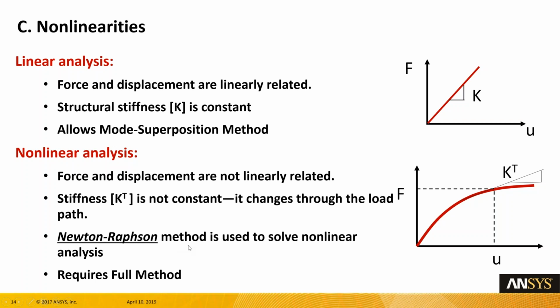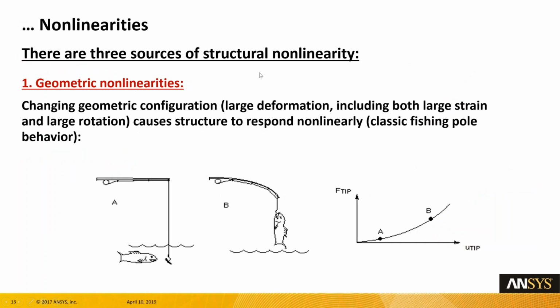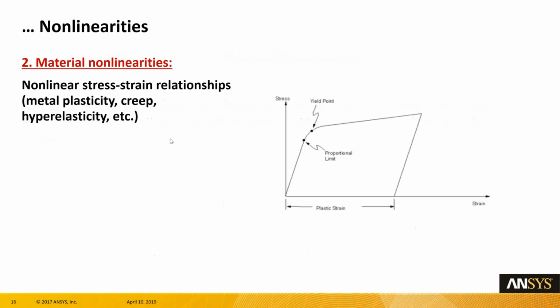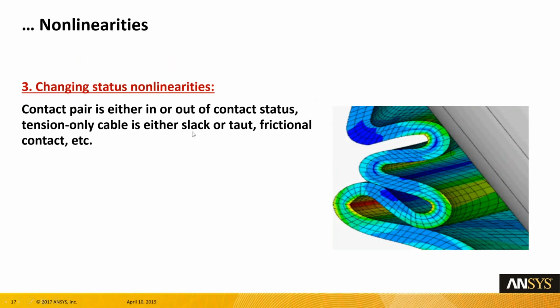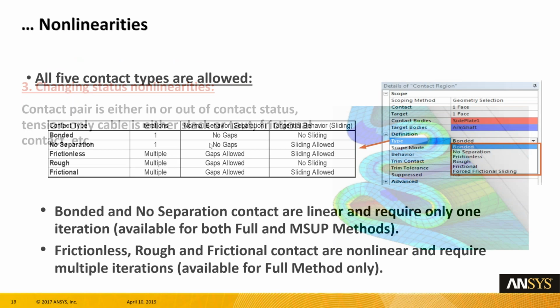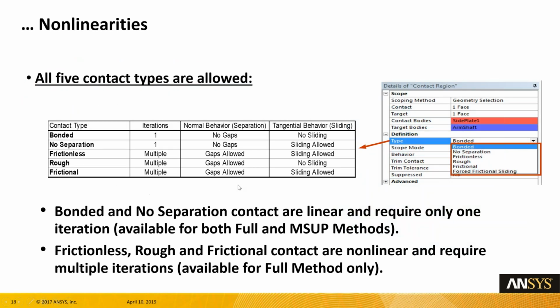When I say we, ANSYS uses the Newton-Raphson method to account for these structural nonlinearities. First is the geometric nonlinearity, then we have material nonlinearity, and we have contact nonlinearity, and that is the frictional and frictionless contacts. So all 5 contact types are allowed, meaning you can have frictionless, rough, frictional contact. The last 3 contacts here are what's considered nonlinear contacts. Bonded and no separation contacts are designated as linear contacts.